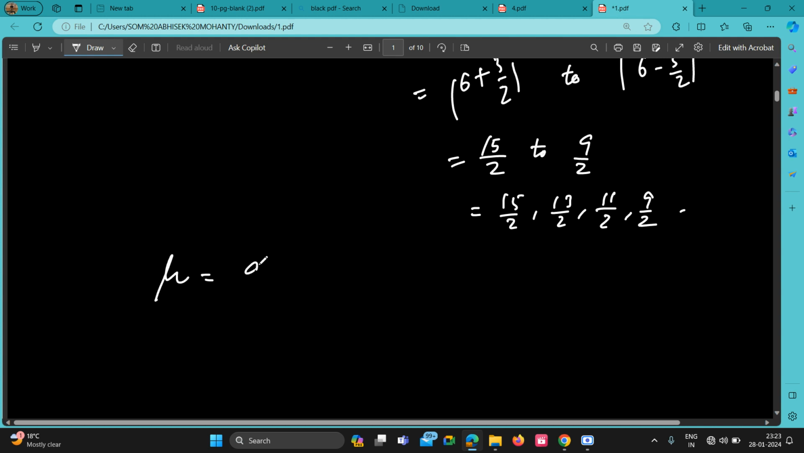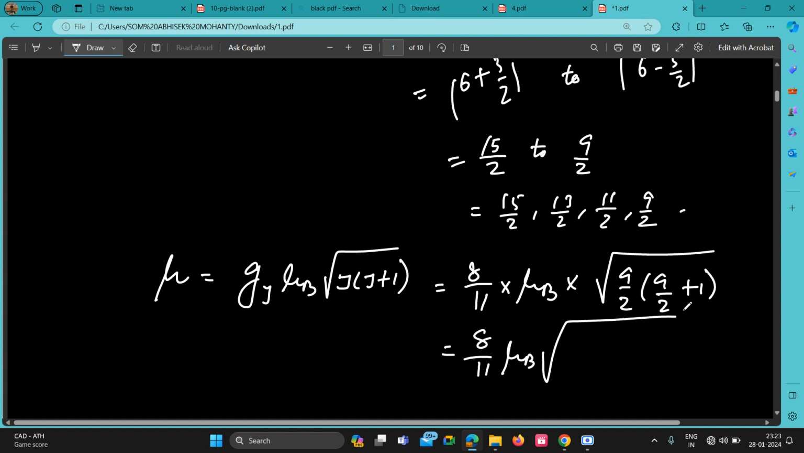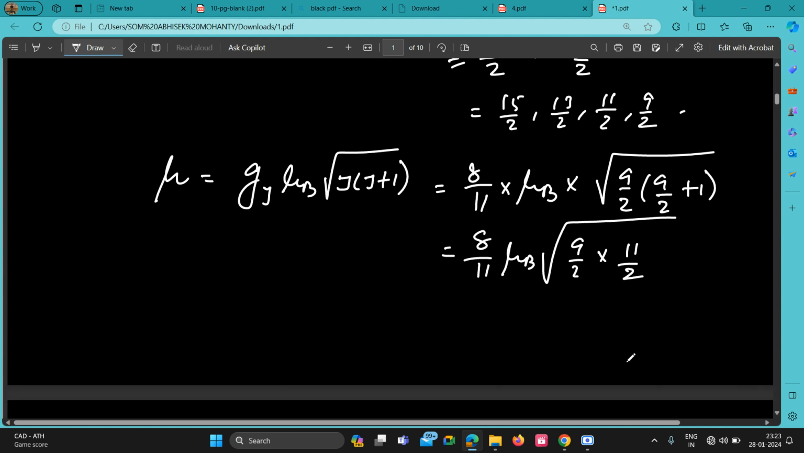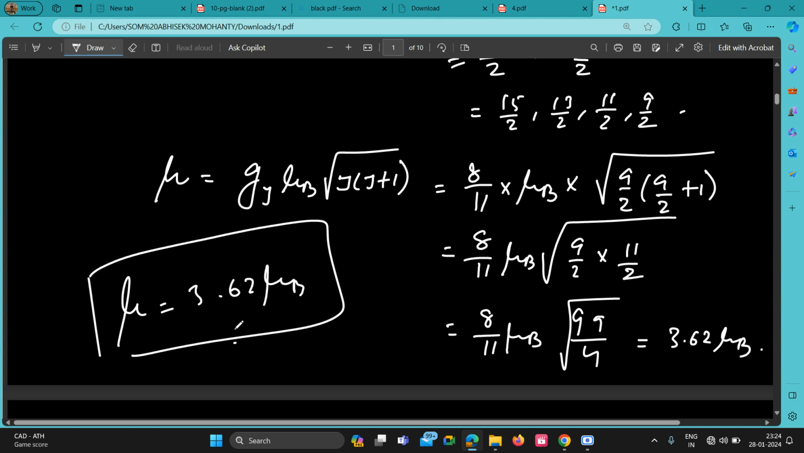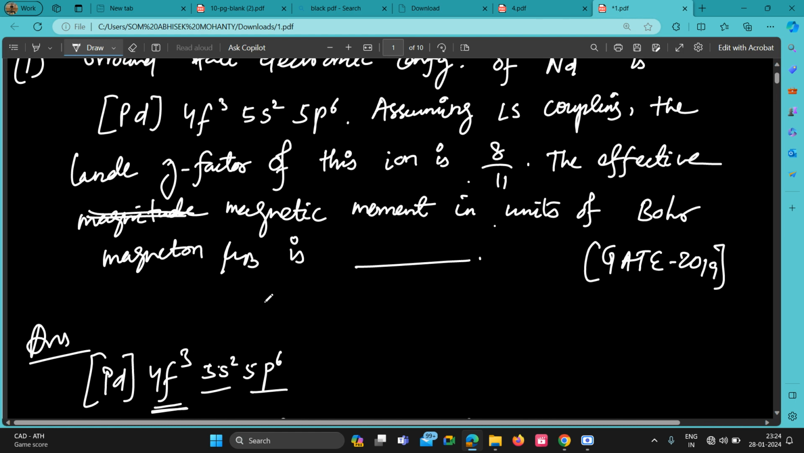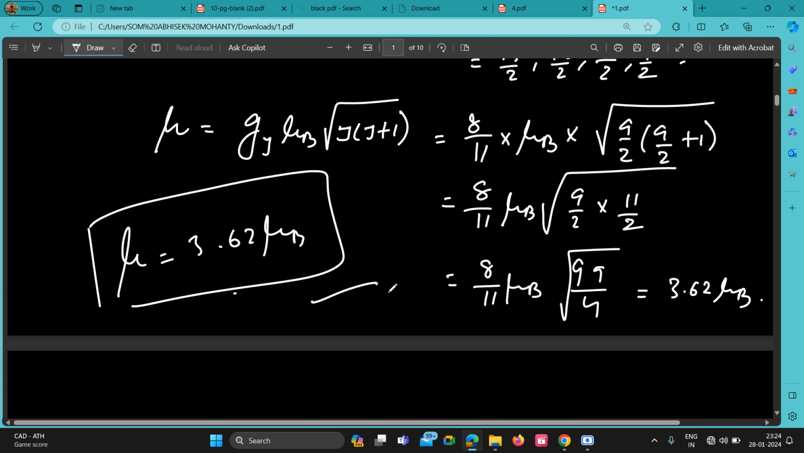Your mu is g J mu B root over J into J plus 1. The g value is 8 by 11, as given in the question. So that is 8 by 11 mu B, root over 9 by 2 into 9 by 2 plus 1, which is 9 by 2 into 11 by 2, that is 99 by 4 under the root. If you calculate this, that will be 3.62 mu B. That is your effective magnetic moment, 3.62 Bohr magneton. Write it in terms of mu B, because the question asks for the effective magnetic moment in units of Bohr magneton mu B. So this would be the answer.